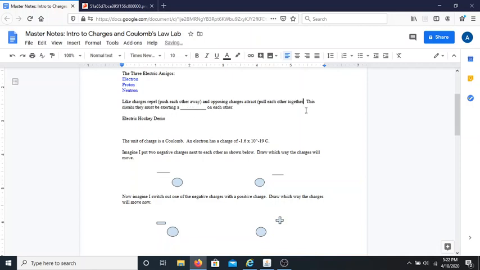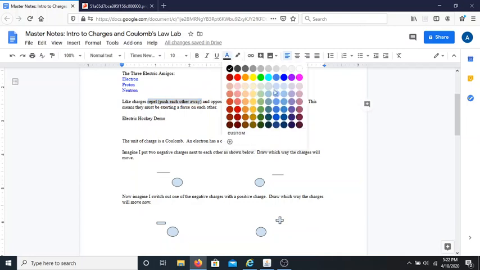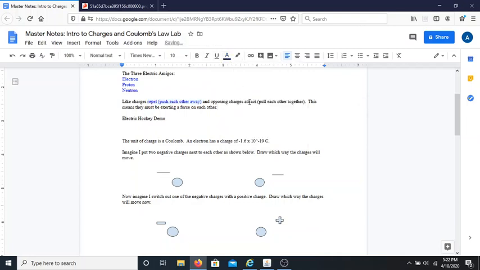And you should already right away be hearing the words push and pull. That should tell you right away that they must be exerting something on each other. And going back to our fundamental definitions of physics, this means they've got to be exerting a force on each other. And this is where the idea of an electric force comes into play. So once again, I'm just going to try to make these blue so that we know that this is stuff that we wrote down.